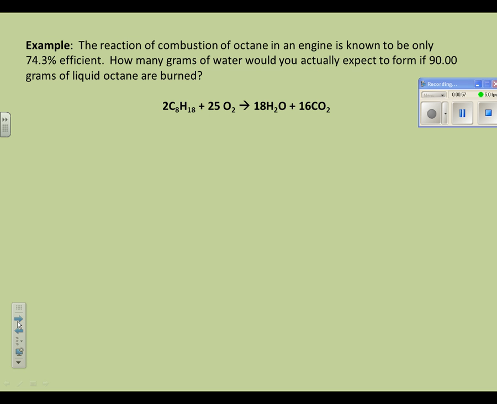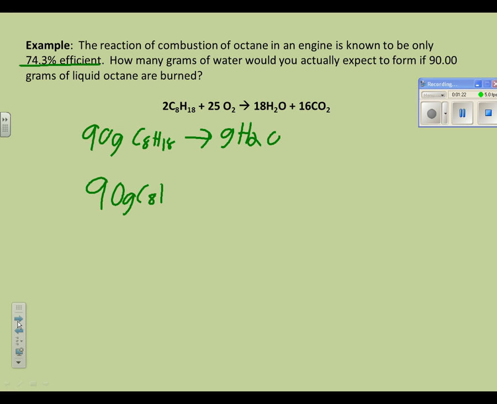So here's your example. The combustion of octane is known to be only 74.3% efficient. How many grams of water should you actually expect to form if 90 grams of liquid octane are burned? So we're going from 90 grams of octane, which is C8H18, we're going to find grams of H2O. So we're going to start with our given, 90 grams of C8H18.